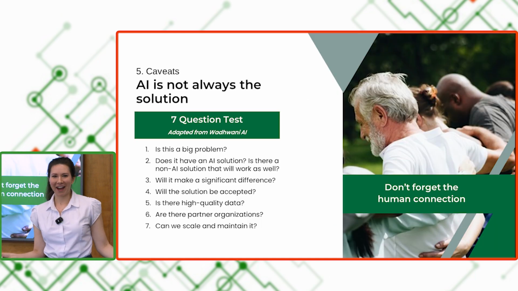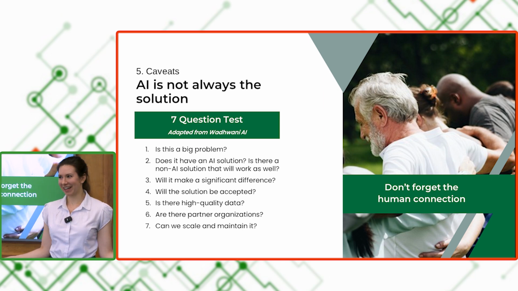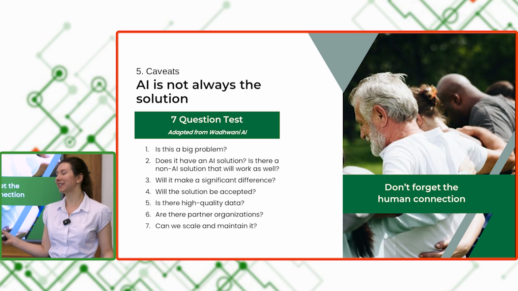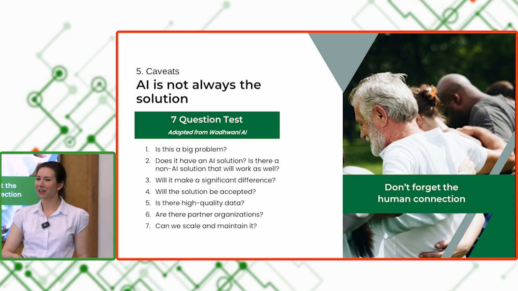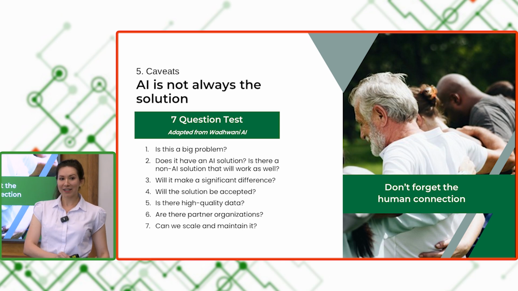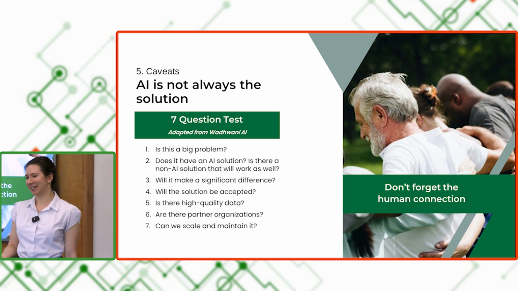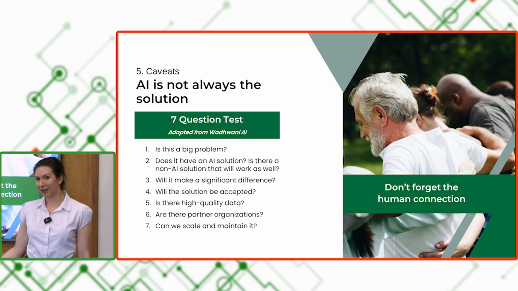So finally, just a couple caveats to close. Remember that AI is not always the solution. We love to get excited about it. It's made some really cool impacts, but it's not the right fit for every problem. I won't go through these all in detail, but this is a 7-question test adopted from Wadhwani AI, which builds AI solutions for social impact to determine whether AI is the right fit. So I'll call out number 2 in particular. If there's a non-AI solution that will work as well, maybe look into that first if it's more explainable and easier to implement. But above all, don't forget the human connection.